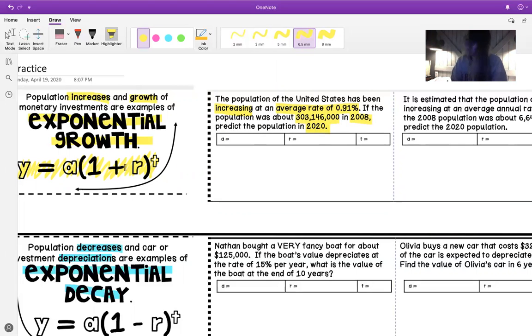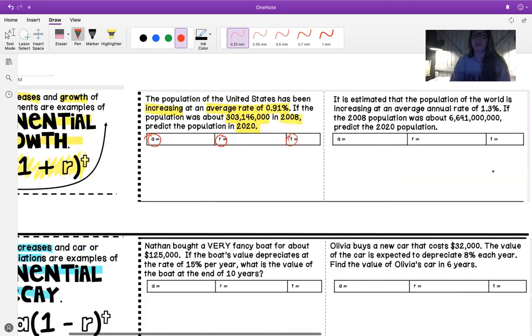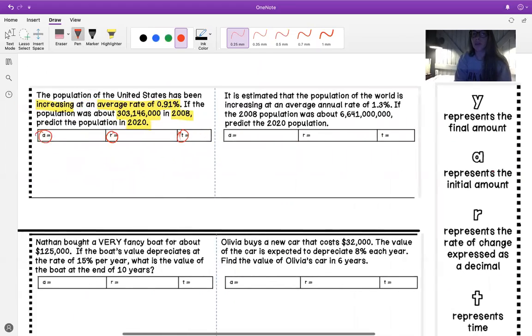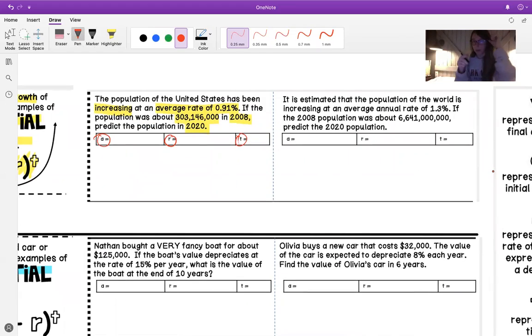Okay, so there's a lot that we have to piece together. We have our A value, our R value, and our T value. I've put those things over here, but you might want to get your notes out from the first video and keep those where you can see them so we can remember what those values mean. A is our initial value that we're starting with.